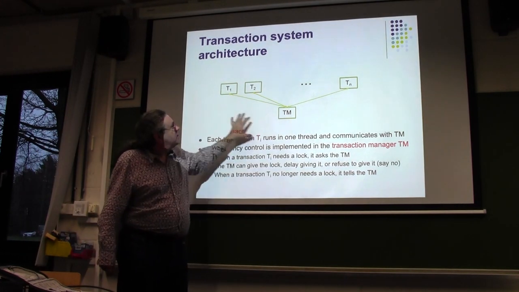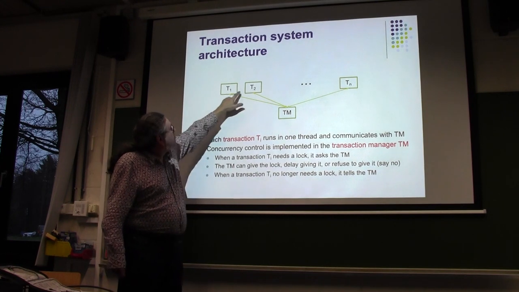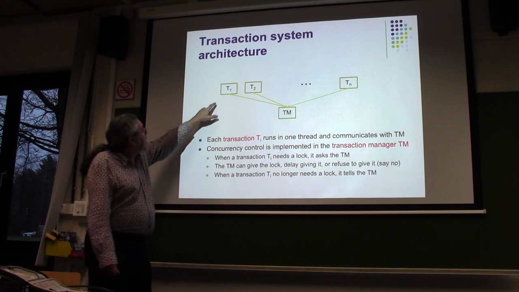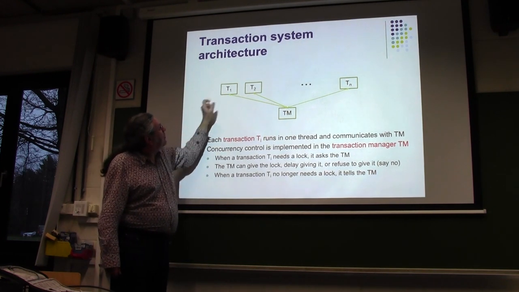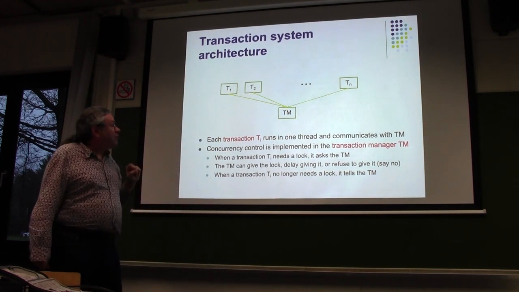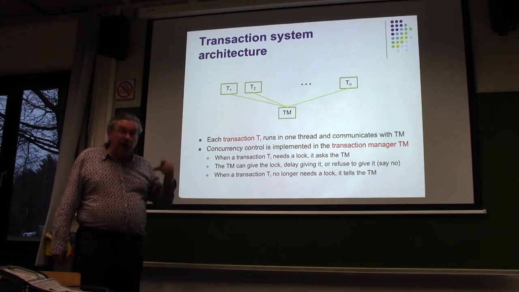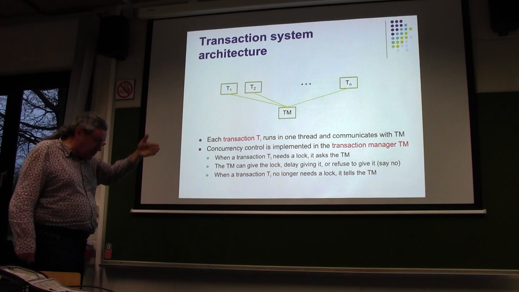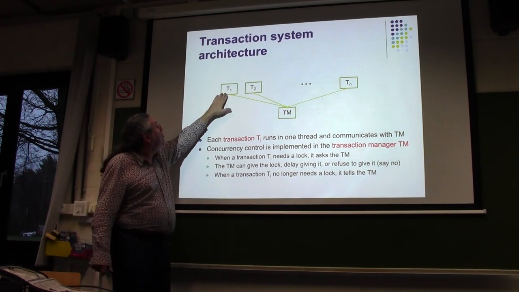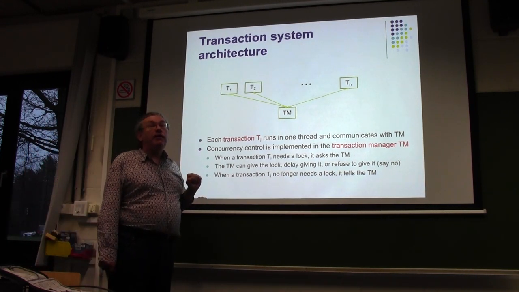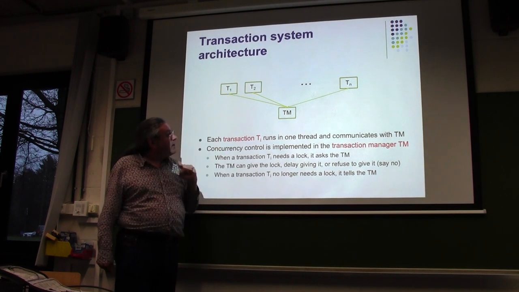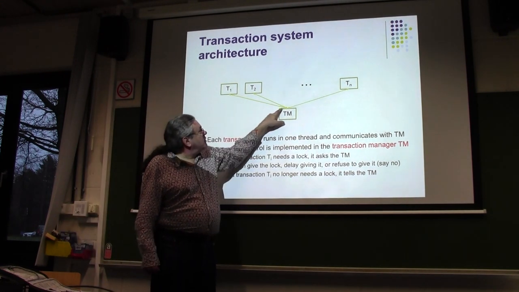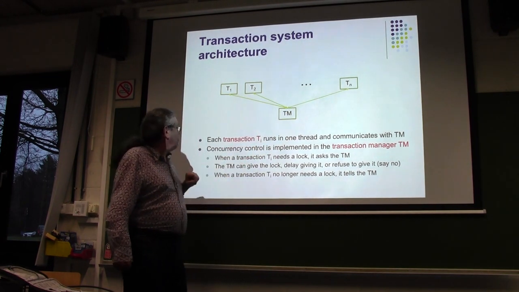So the system has this structure. Each of these boxes is a thread with some kind of an agent. Here inside each of these T boxes, we have a transaction. The transaction is actually managed inside this box by a thread. It's an execution of a piece of code, and it's single threaded, okay? So the transactions will be single threaded, and they can send messages to this other agent called the transaction manager.